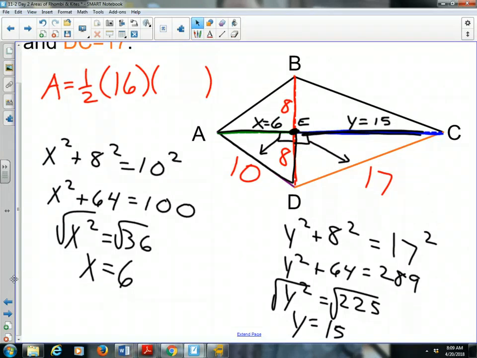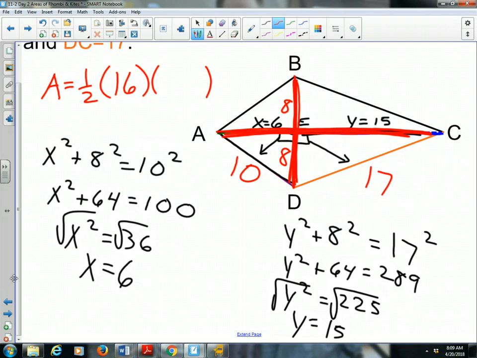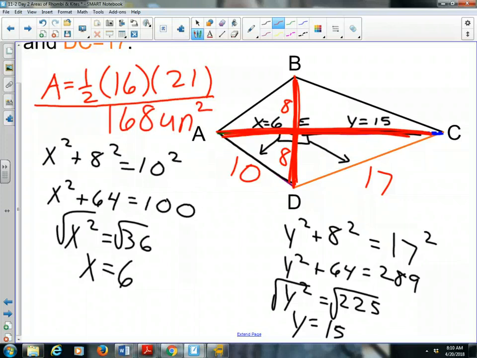So class, one diagonal is 16 units long, 8 plus 8. The other diagonal is 6 plus 15, which is 21 units. So the area equals 1/2 times diagonal 1, 16, times diagonal 2, which is 21. 1/2 times 16 times 21 is 168. This one, it didn't give us units, so we'll just say that it's square units, or units squared.